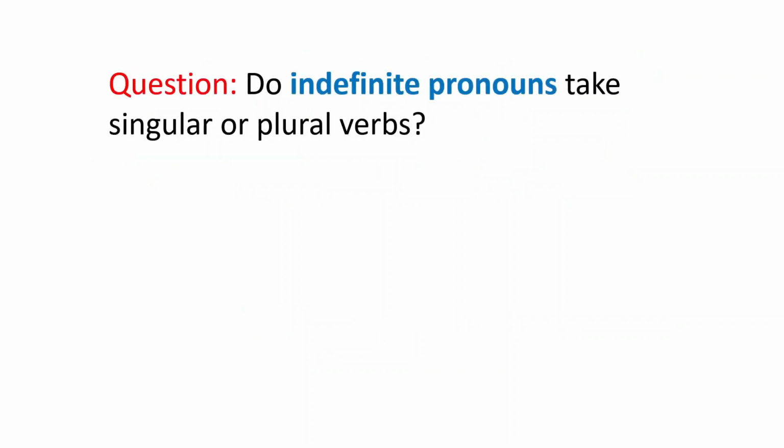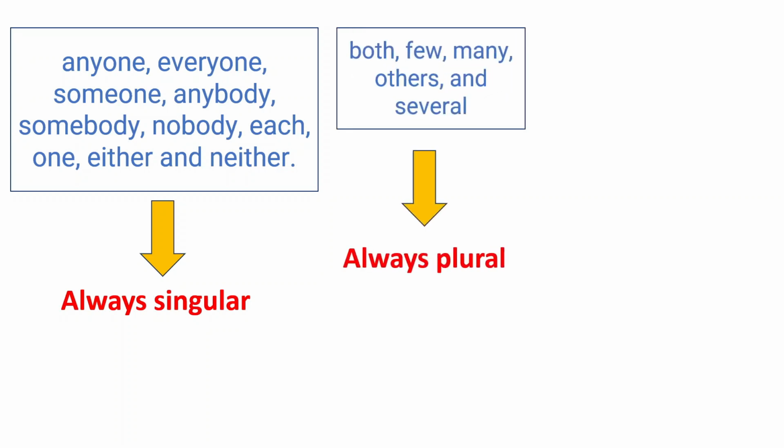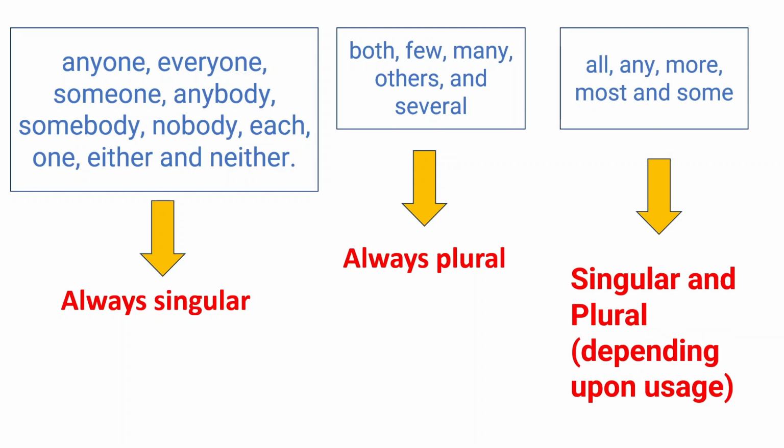Question: do indefinite pronouns take singular or plural verbs? The answer is yes and no. Let's categorize them. Anyone, everyone, someone, anybody, somebody, nobody, each, one, either and neither are always singular. And both, few, many, others, and several are always plural. All, any, more, most, and some are sometimes singular and sometimes plural based on the usage.